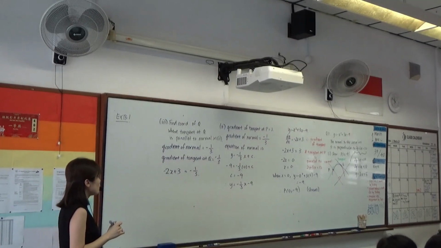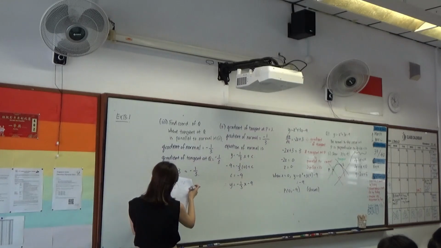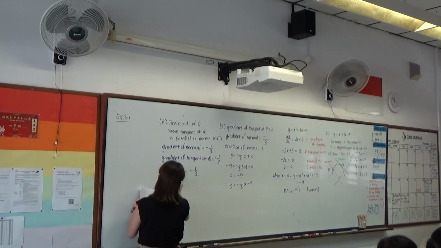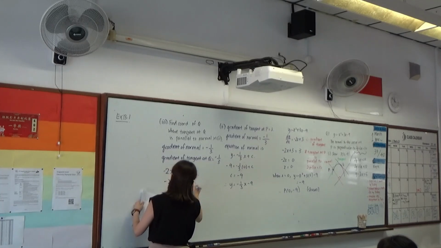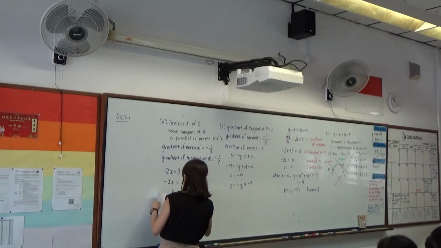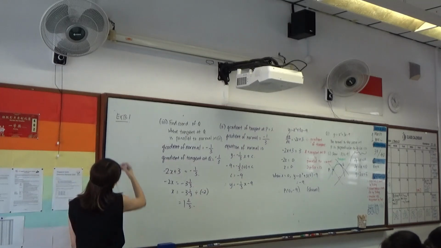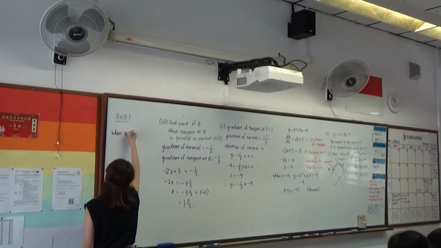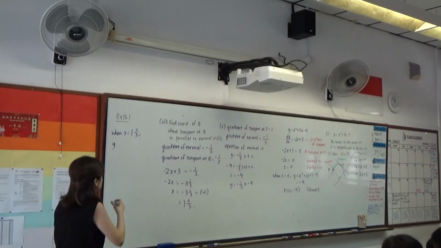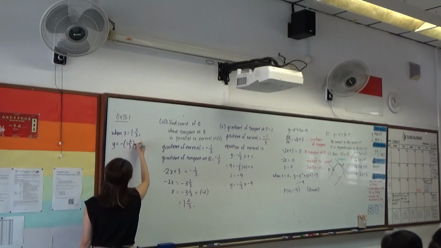So we get -2x plus 3 equals -1/3. Okay, and then we will solve. We'll find that the x coordinate will be 1 and 2/3. Okay, so that will allow us to find the y coordinate on the curve. So substitute it back into the equation of the curve.